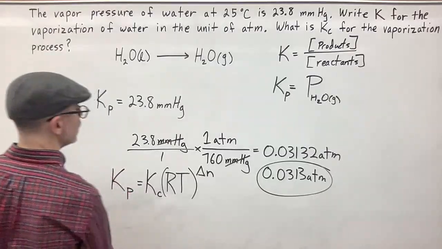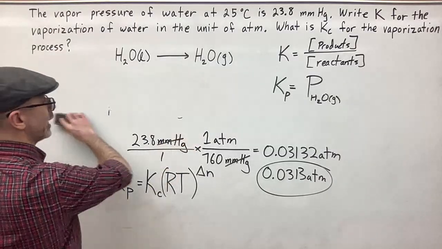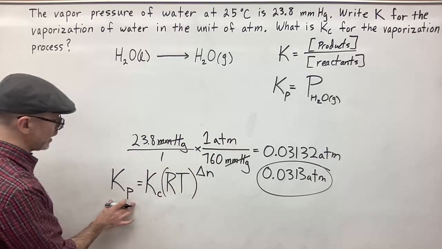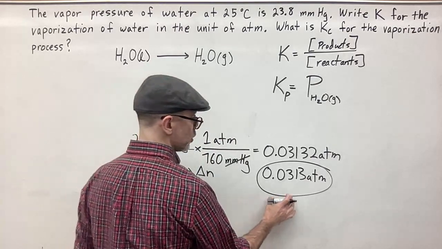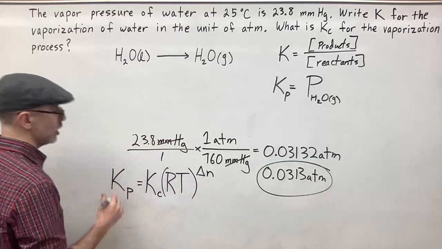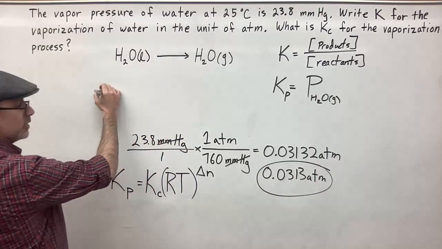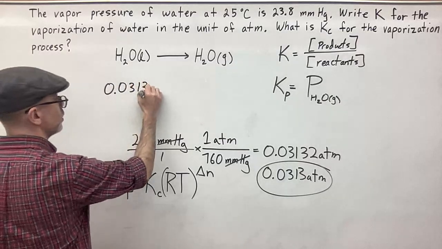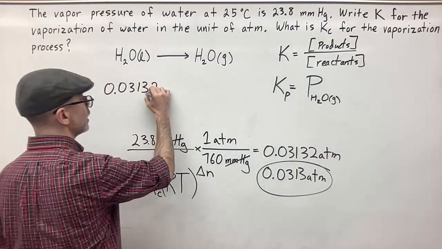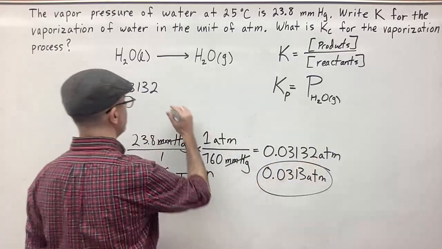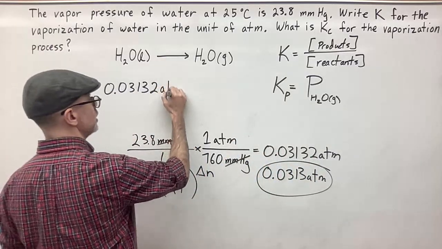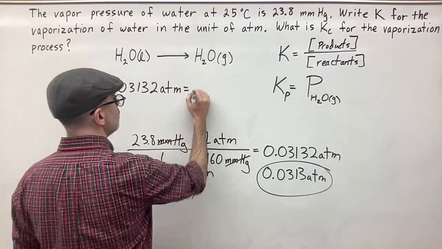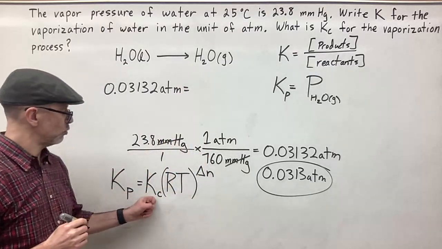And so here we go. Let's erase this, give us some space here. Here we know that Kp is 0.0313 in atmospheres. So let's go ahead and write that. We have 0.0313. We'll add an extra digit, and keep the 2 here since we're using it in the calculation, and we don't want to run into a rounding error. And that's going to be equal to Kc.